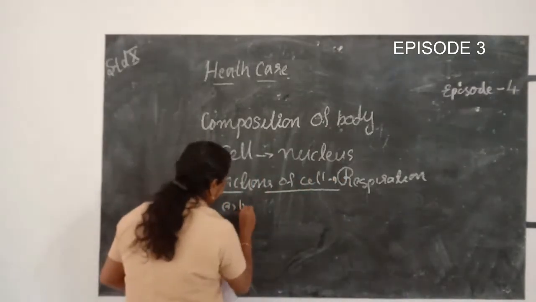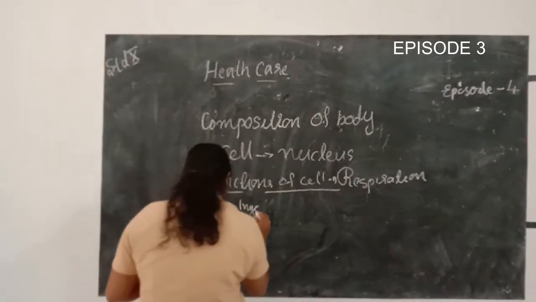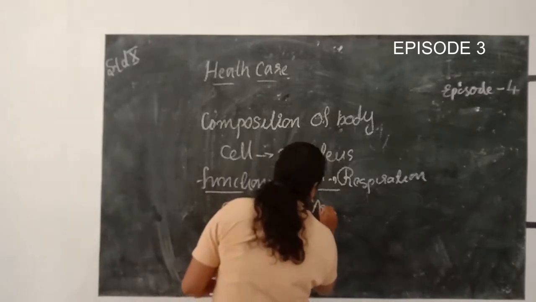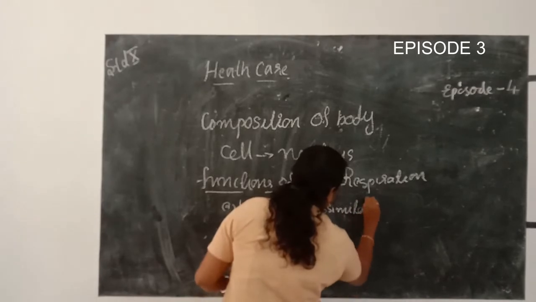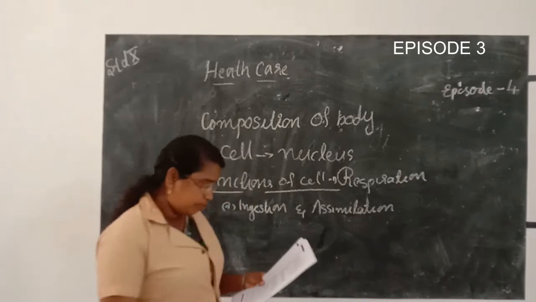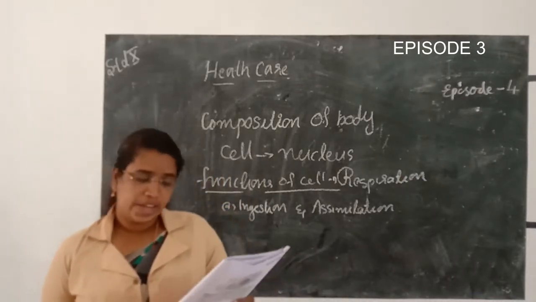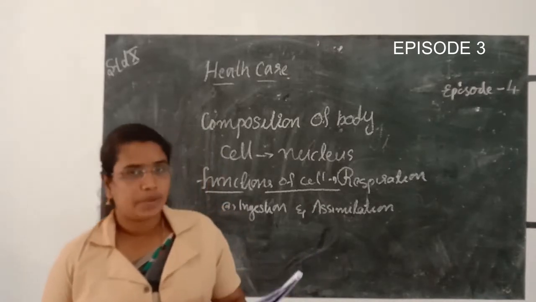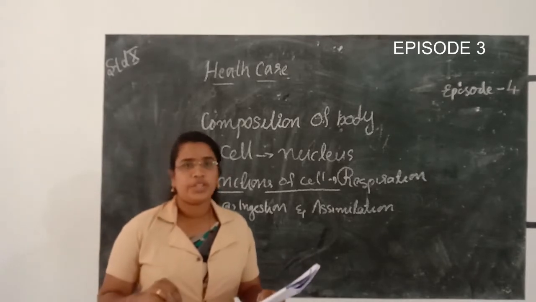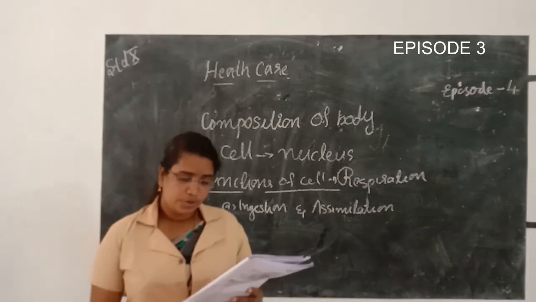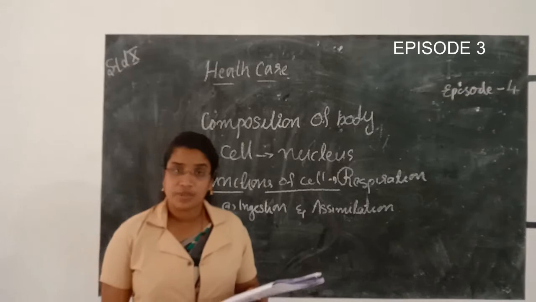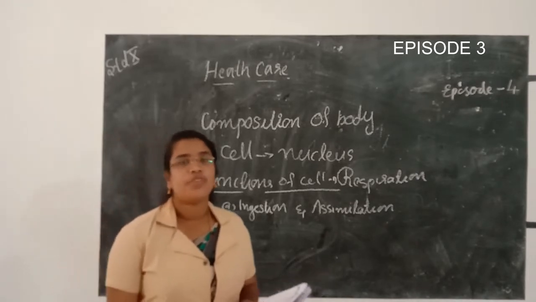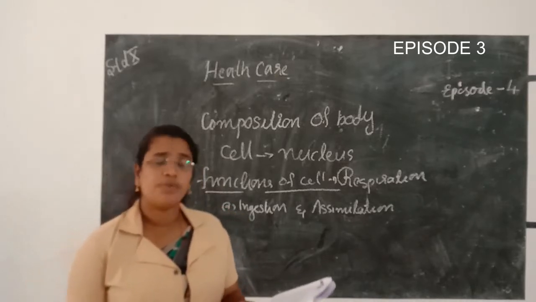Second, ingestion and assimilation. Cells are able to select chemicals from the surrounding fluid for their structure. What is the surrounding fluid of the cell? Yes, the bloodstream. Cells are able to select chemicals from the surrounding fluid for their structure.